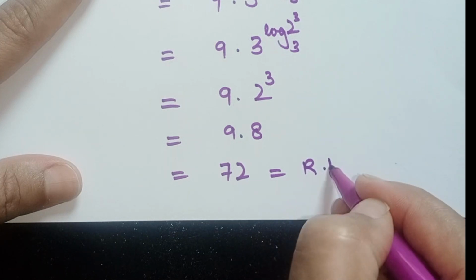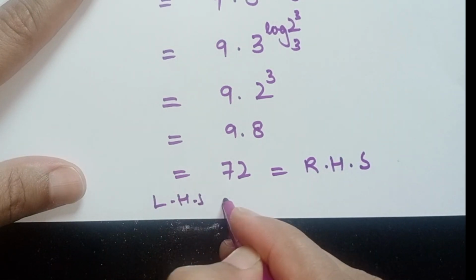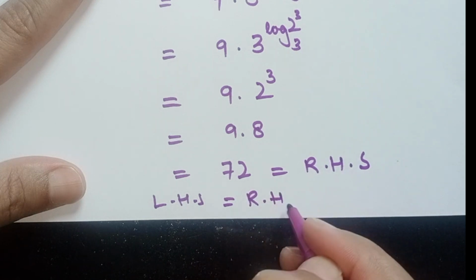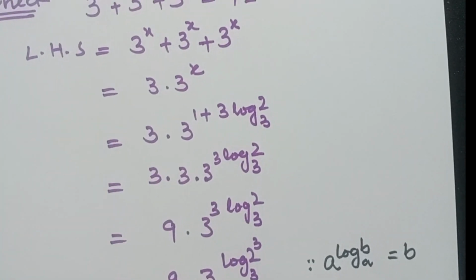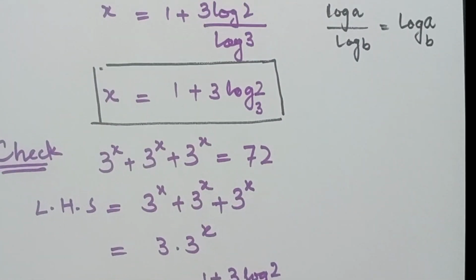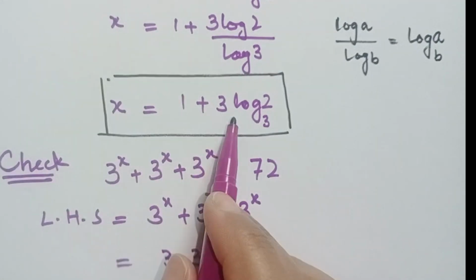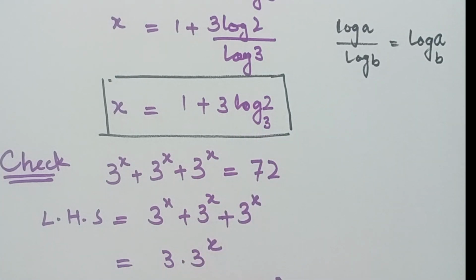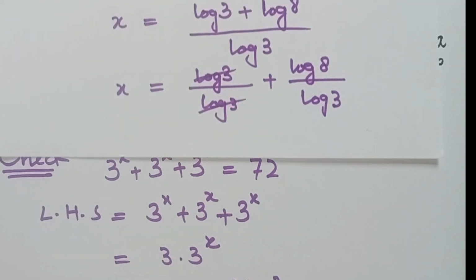So left hand side is equal to right hand side. So it is proved. The given value is correct. So our final value is x is equal to 1 plus 3 times log 2 base 3. It is the final value of the unknown x in the given equation. So all the steps are very important in this question.